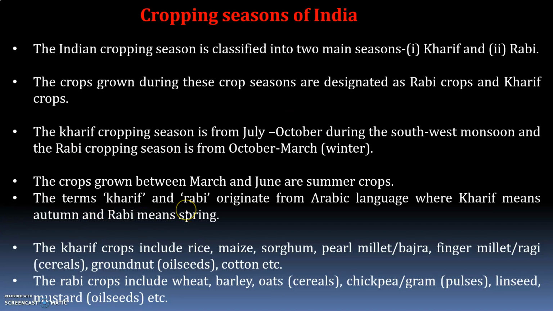The terms Kharif and Rabi originate from the Arabic language, where Kharif means autumn and Rabi means spring. Okay, some of the Kharif crops include rice, maize, sorghum, pearl millet (bajra), finger millet (ragi), groundnut, cotton, etc. Rabi crops include wheat, barley, oats, chickpea (gram), linseed, mustard, oilseeds, etc. This comes under Rabi crops.